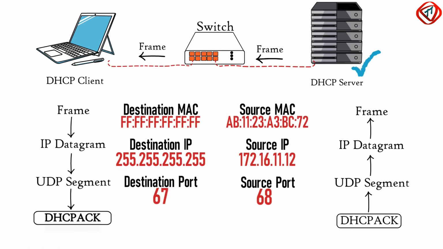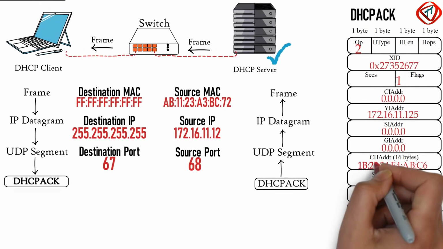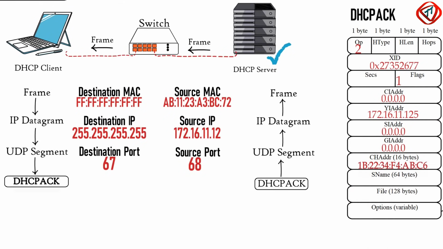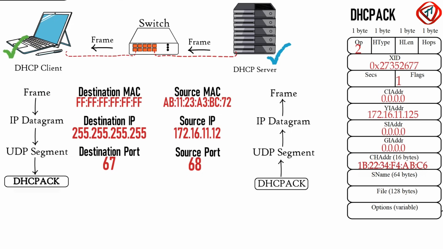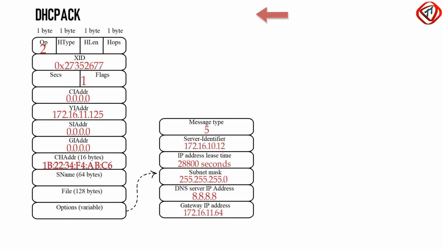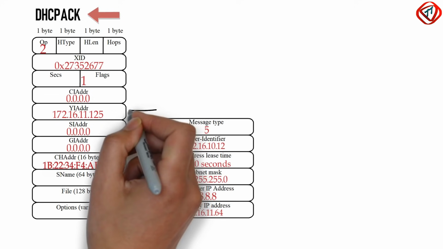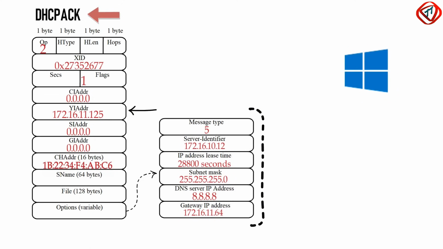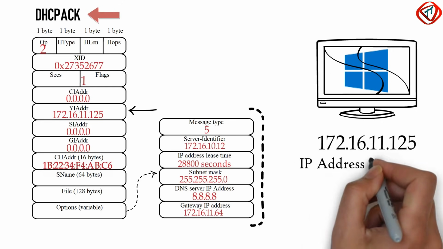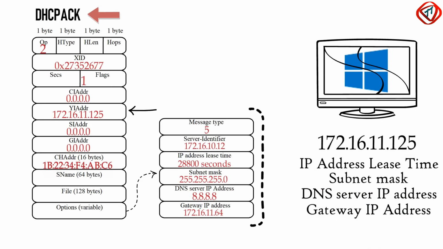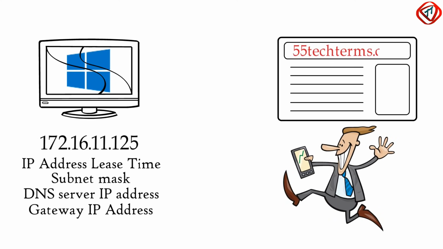DHCP client receives the message. The client MAC address maintained in the client hardware address field tells the client that it is the intended destination. Now, the DHCP server has acknowledged the TCP IP settings. So, the client configures these settings in the operating system. Now, the computer has an IP address along with other TCP IP settings. So, it is ready to open the web pages without any issues.